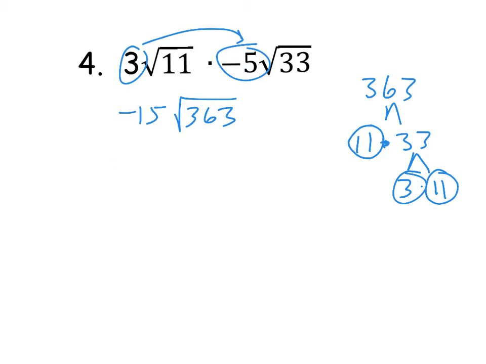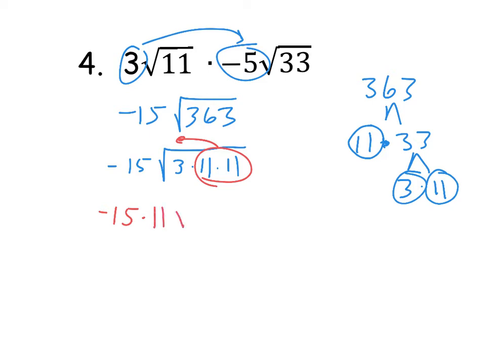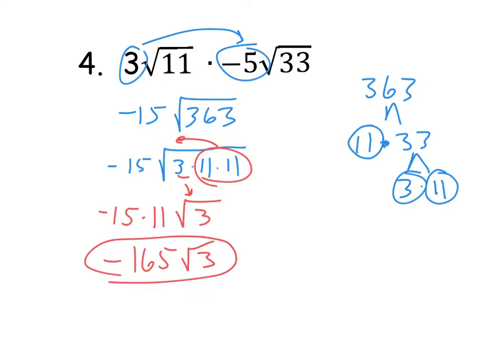So it's actually negative 15 square root of 3 times 11 times 11. So I can take out a pair of 11's. And that becomes an 11 on the outside. I'm going to multiply it by what's outside there already, which is 15. That 3 stays underneath the square root. And then negative 15 times 11 is negative 165 square root of 3. And there we go.